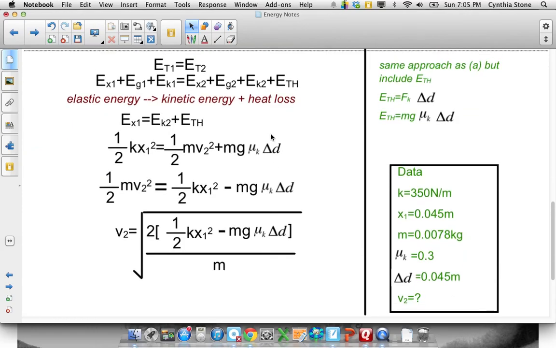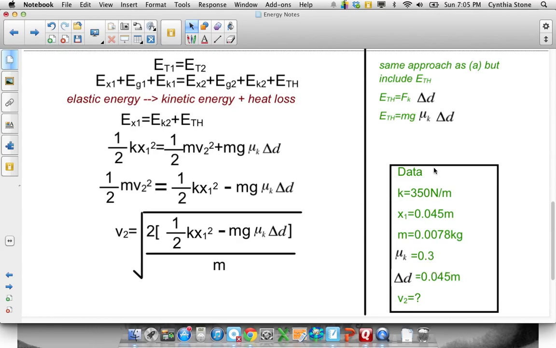So second question, almost exactly the same, but now our energy transformation is elastic energy becomes kinetic and a little bit of heat loss. Notice the way I'm doing this, I'm not subbing in numbers till the very end. So here's my data. I know my K, I know my X1, I know my mass. This time I have a mu K, and I know my distance.